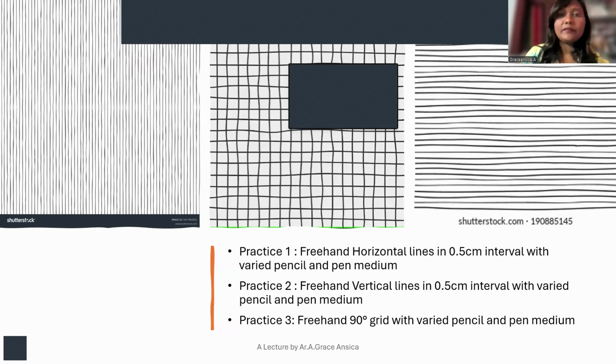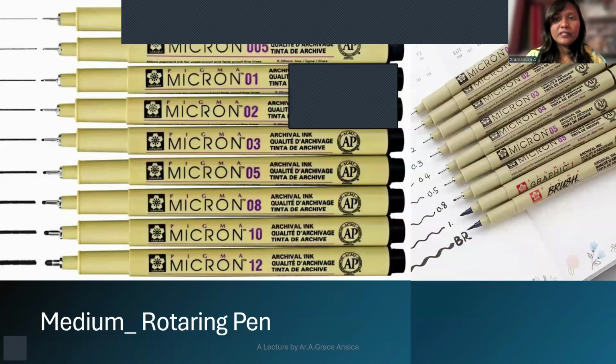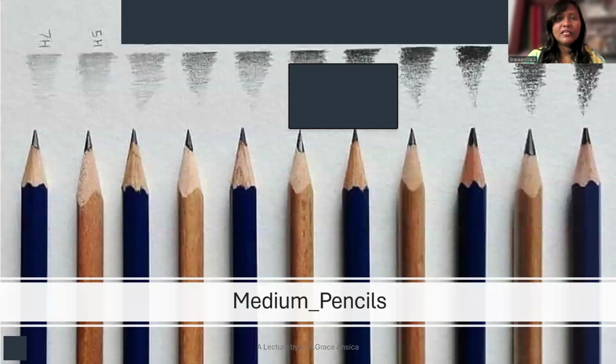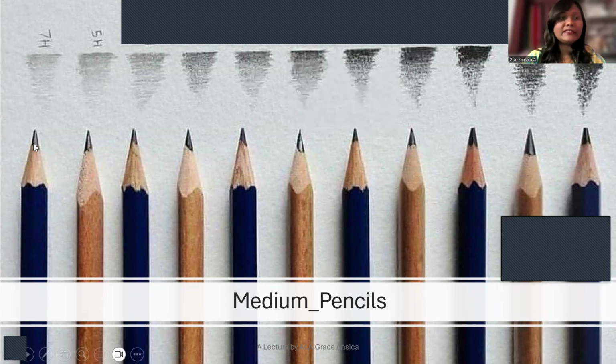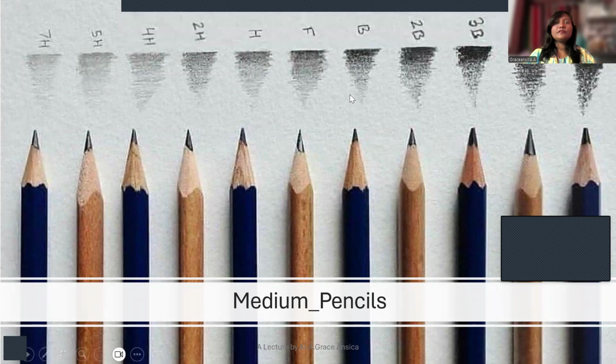Your faculty will definitely tell you about the varied pencils, how they are helpful, and what the use of each kind of pencil and pen is. But I will show you a picture of it. Here you can see these are the media of pencils. In the chart you can see these are the H pencils. In the center you have the HB pencil.